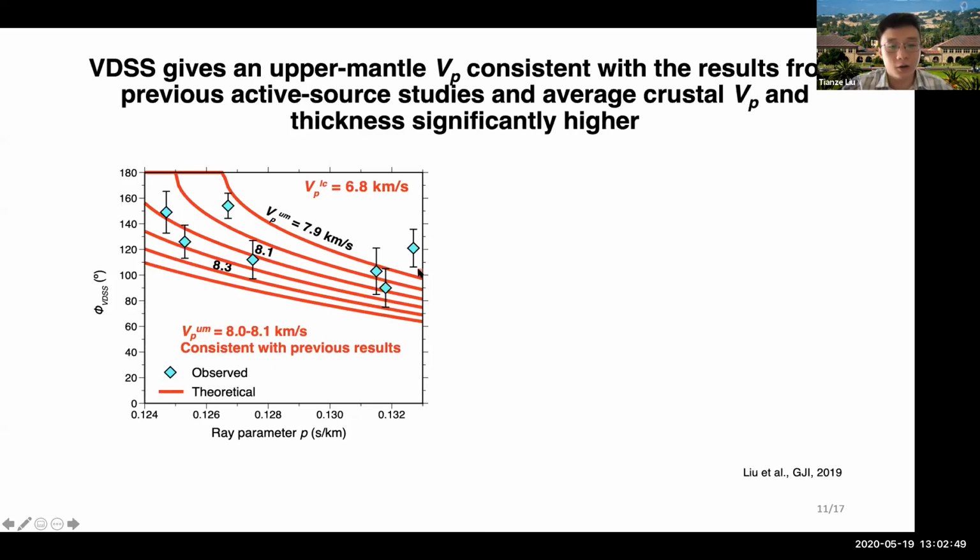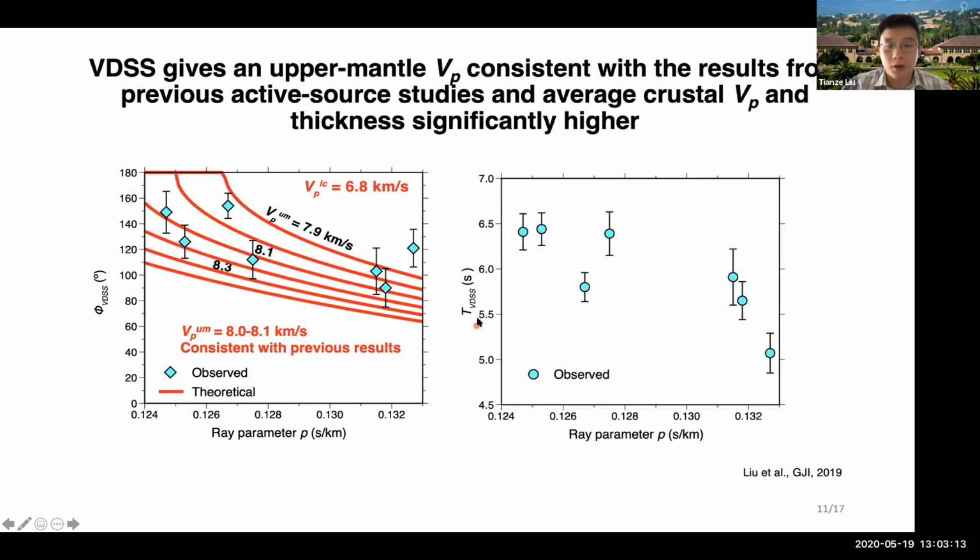But of course, the real data is much noisier than our previously shown synthetic data. So we can't have as well constrained results as in the synthetic case. But we still can confidently say that upper mantle Vp of 8.0 to 8.1 kilometers per second is preferred by our data.